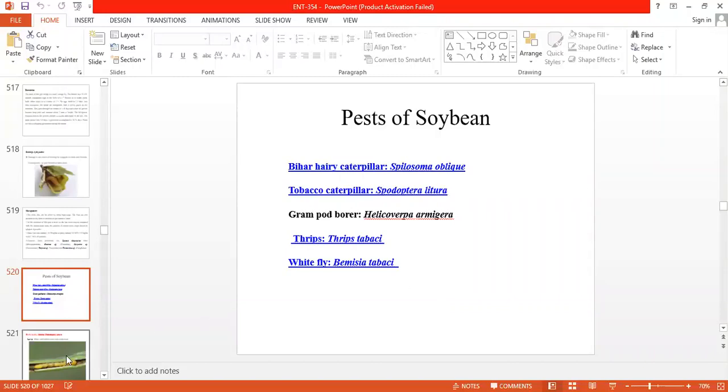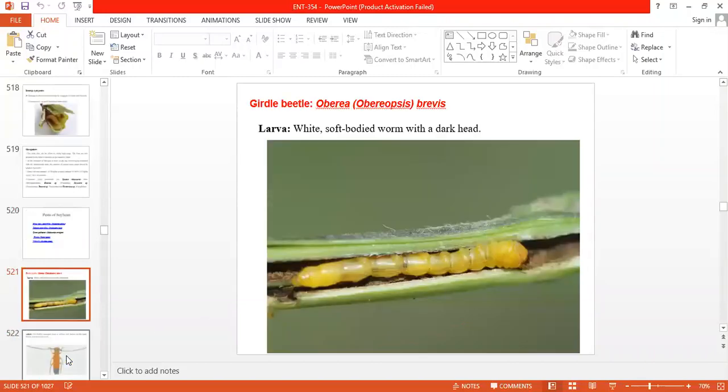The most important pest in soybean is the girdle beetle. Scientific name Oberea brevis, family Cerambycidae, order Coleoptera. This is a coleopteran pest, common name girdle beetle. Infestation is more in the Vidarbha region and causes loss up to 12% in yield.